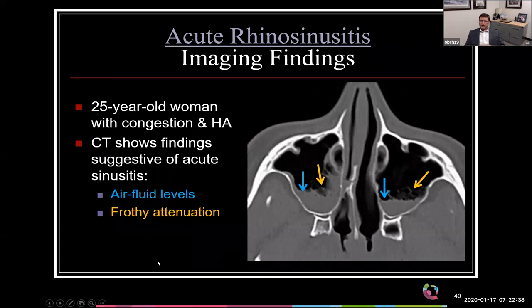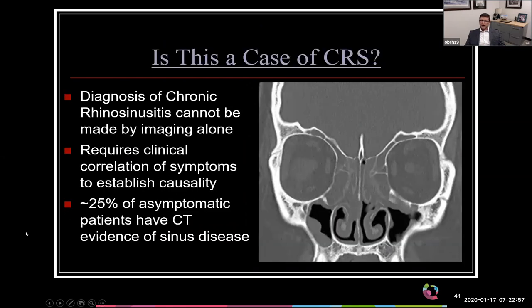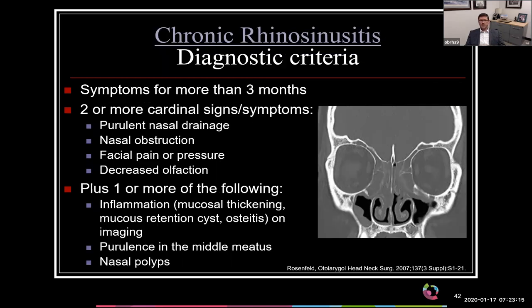So here's an example. This is a 25-year-old woman with clinical signs and symptoms of acute sinusitis, and the imaging would support that diagnosis with bilateral air fluid levels and this frothy or bubbly stranding within the sinuses themselves. That would help support the clinical diagnosis of acute sinusitis. Now again, chronic sinusitis is a clinical diagnosis because about 25% of completely asymptomatic patients will have what we would traditionally think of as findings of chronic sinusitis on CT, but they're asymptomatic. And if they don't have symptoms, then technically they do not have sinusitis by its strict definition.